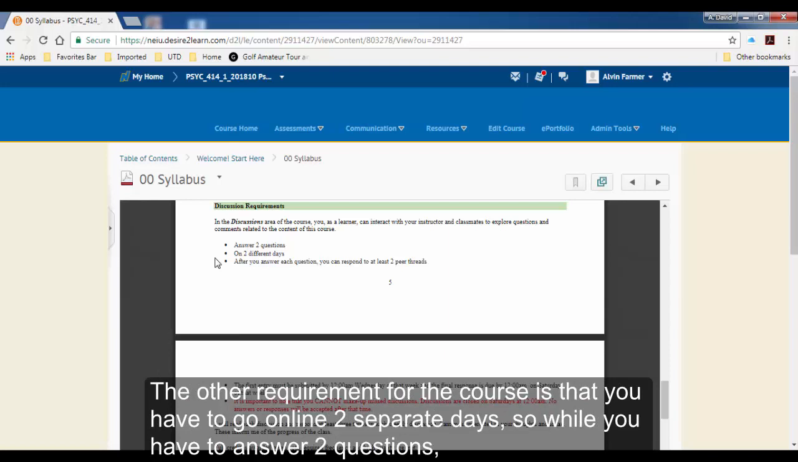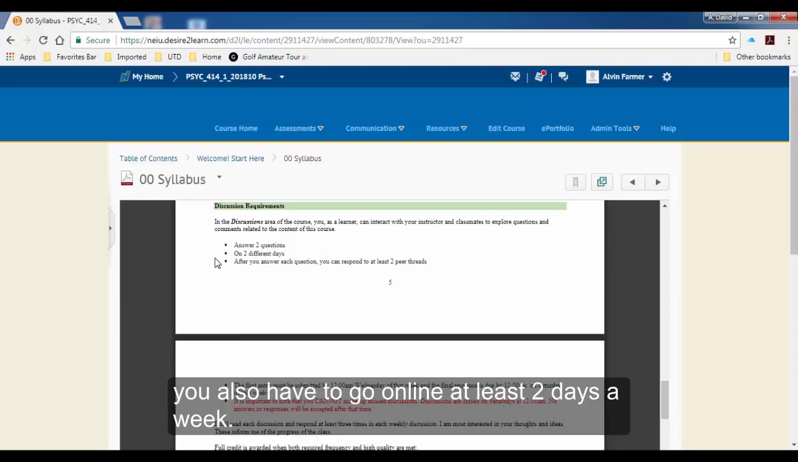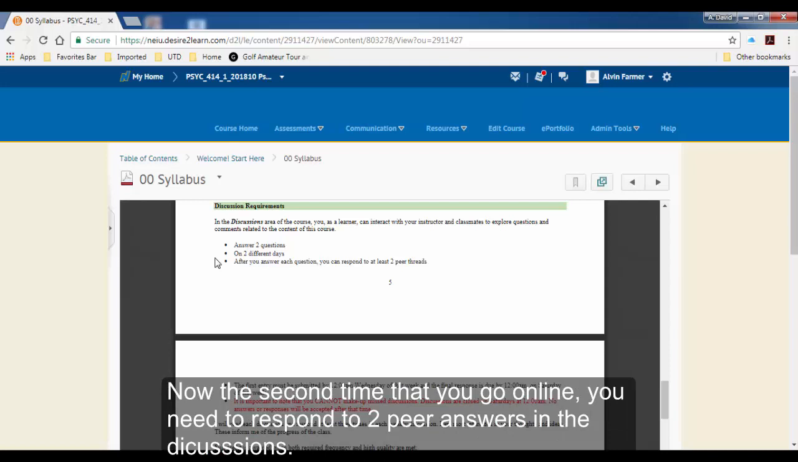The other requirement for the course is that you have to go online 2 separate days. So while you have to answer 2 questions, you also have to go online at least 2 days a week. Now, the second time that you go online, you need to respond to 2 peer answers in the discussions.